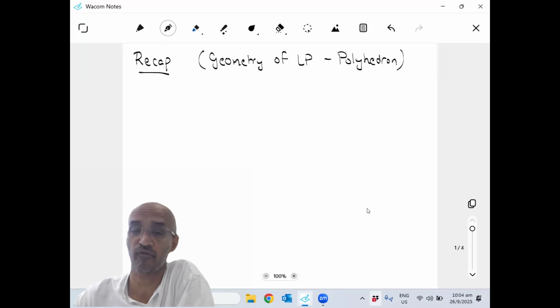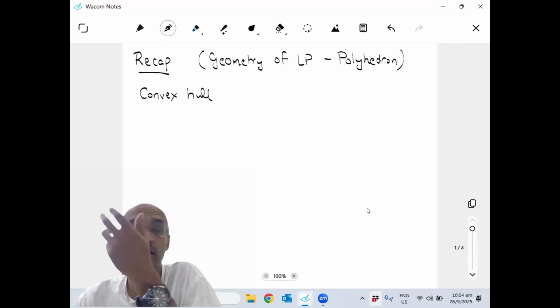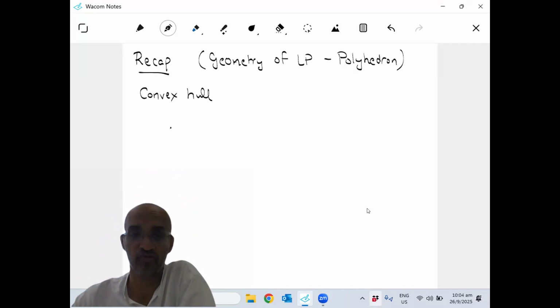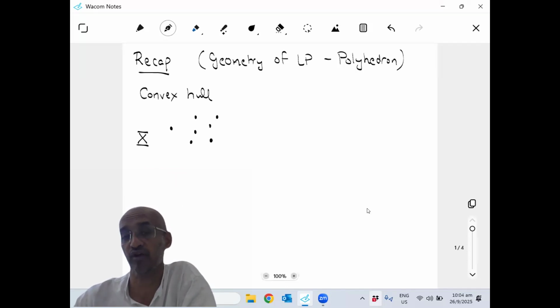One definition which I discussed last time was this notion of convex hull, which is an important concept. So the convex hull of a set. If I give you a set, this could be a finite set of points. So let's say I give you a finite set of points. This is the set X. There are 1, 2, 3, 4, 5, 6, 7 points. The convex hull of this set is basically given by all convex combinations of these points.